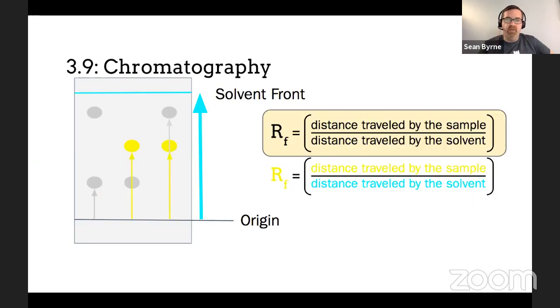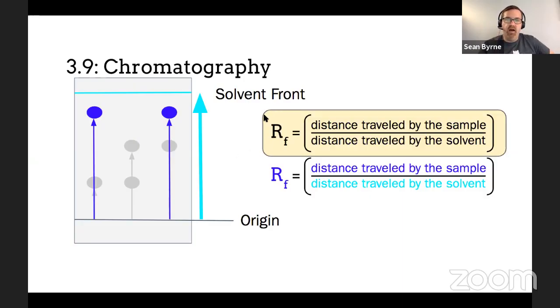We could do the same thing for yellow. We would just take the distance that was traveled by the yellow sample as compared to the total distance traveled by the solvent, and we would compare our answers here to say, are these similar? And finally, we could do the same thing for blue. Okay, so that's how chromatography works.